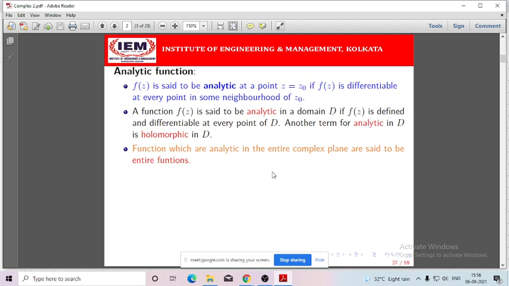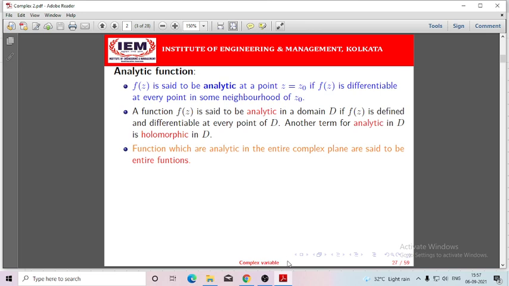Sir, which one is more broader? The entire function, obviously, because an analytic function at a point means it is analytic at only one point. Analytic function in a domain means in a domain some infinite number of points are there, enclosed inside that domain, and only at those points the function is analytic. Now entire function means any arbitrary complex number I can consider, and at that complex number the function is analytic. So obviously it is broader compared to this, and this is broader compared to this. Is that clear? Yes, sir. Okay.